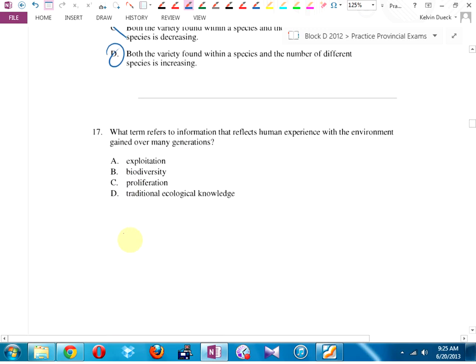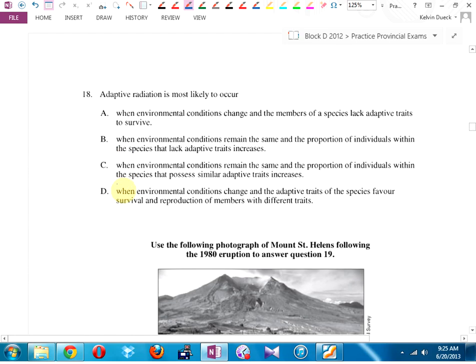What term refers to information that reflects human experience within the environment gained over many generations? Exploitation? No. Biodiversity? No. Proliferation? Oh, traditional ecological knowledge. Again, our point is we have cultures that managed to live here in North America for several thousand years without screwing it up. We've been here for a couple of hundred. We're wrecking the environment like crazy. Maybe we could learn from the people that have held on to this for longer than us without breaking it. But we like our toys.